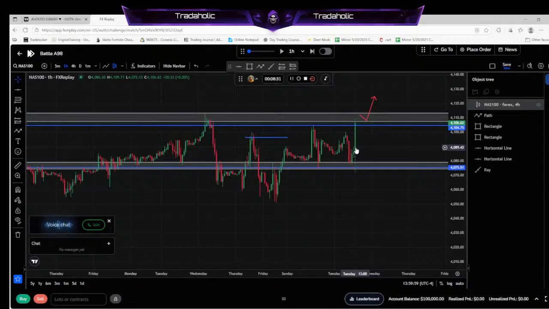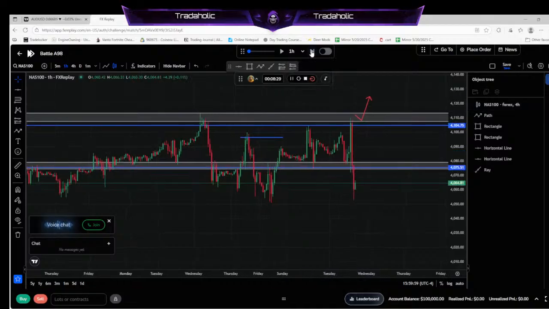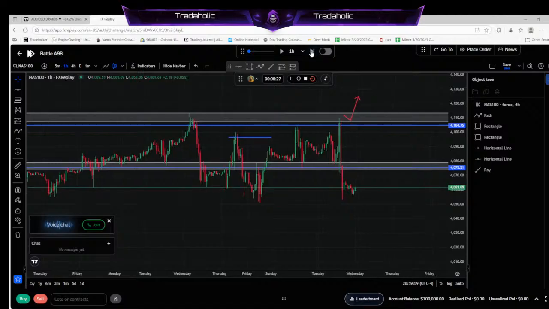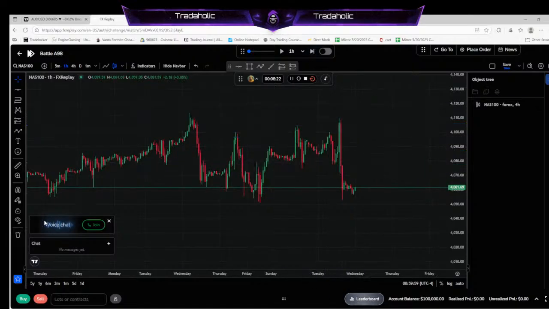Okay, what time is this? Okay, 13, 14, 15, 16, 17, 18, 19, 20, 21, 22, 23, 24. Just coming into pre-London. Let's redo the chart and do a breakdown all over again.